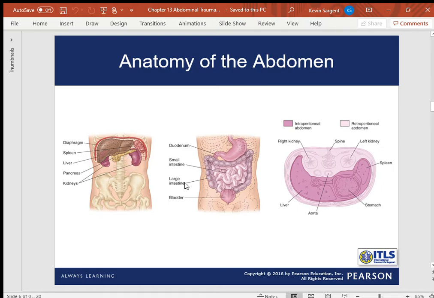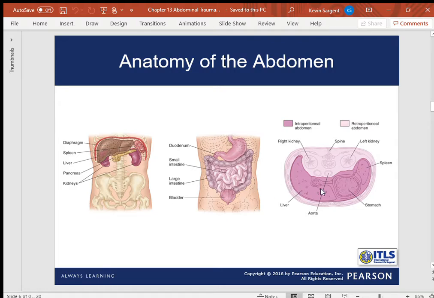If we look over here, we have our intestines. We have our duodenum, our small intestine, large intestine, and our urinary bladder. The urinary bladder tends to get ruptured with some pelvic fractures, and hematuria is a prominent sign of that, which is blood in the urine.